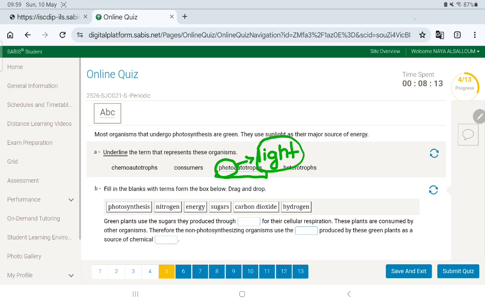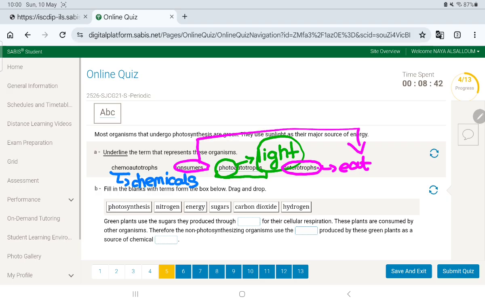Right? Let's see. Chemoautotrophs. Chemo, chemicals. So they get their energy from chemicals. Now, heterotrophs, they eat other organisms. So they eat to get their energy. Right? So let's see. Also consumers.